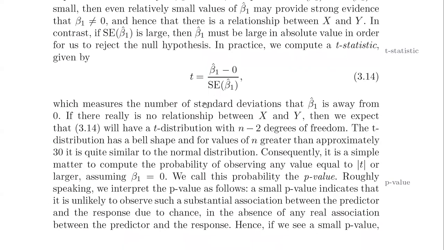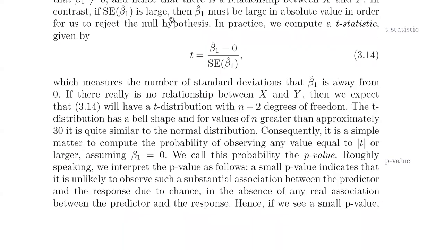In contrast, if the standard error of beta one is large, then beta one hat must also be large in absolute value in order for us to reject the null hypothesis. In practice, we compute what is called a t-statistic, given by this. So what are we doing? We're doing our estimate of beta one minus zero. So you're calculating the difference.